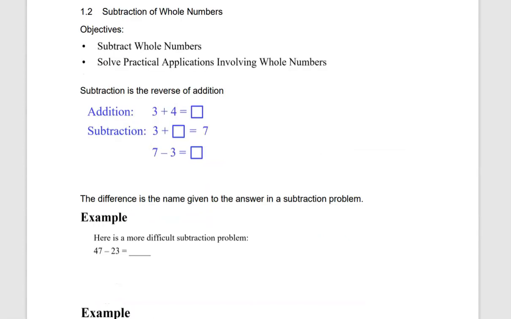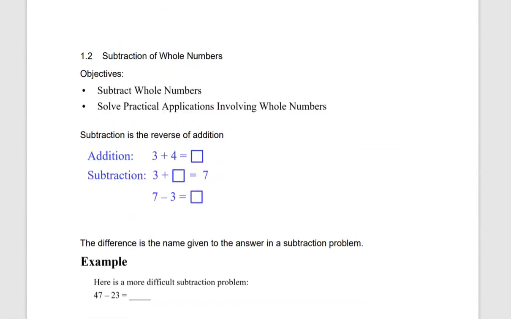Okay, so what is subtraction? We've talked about addition a little bit. What is subtraction of numbers? Well, it's the reverse of addition, right? If we were going to do 3 plus 4, we would get 7. Well, subtraction is 3 plus what gives me 7? Well, to figure that out, we would do 7 take away 3, and that would give us our 4. The difference is the name given to the answer in the subtraction problem.